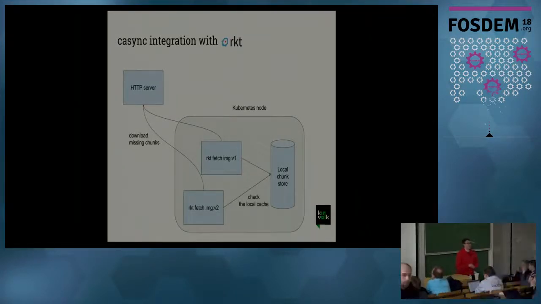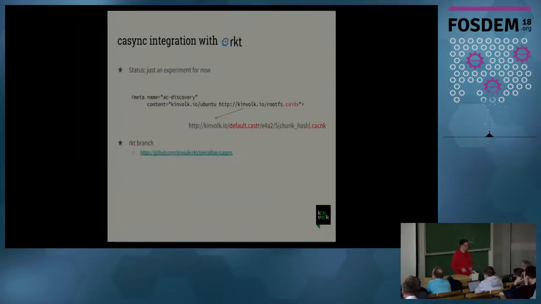So what I did was a proof of concept to try that in Rocket. What I want is that when we do rkt fetch of version 1 of an image, it will initially have to download everything. But when I download version 2, it only downloads the difference, because I cache the chunks in the local chunk store.